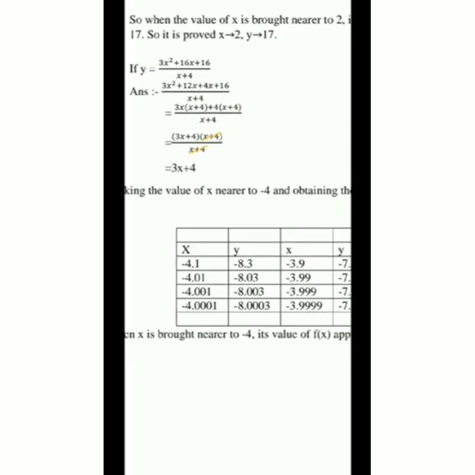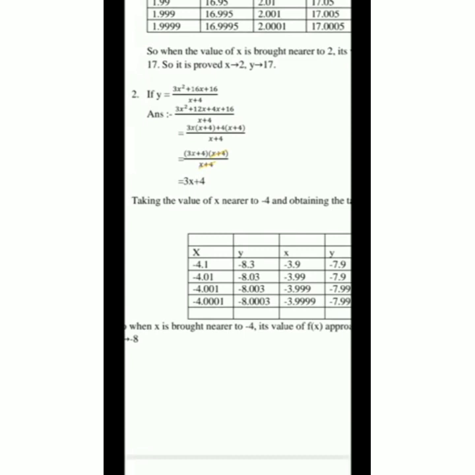Now, y is equal to 3x plus 4 and x is tending to minus 4. Taking the values of x very near to minus 4 by increasing and decreasing it, we will prepare a table in the form that is shown on the screen.